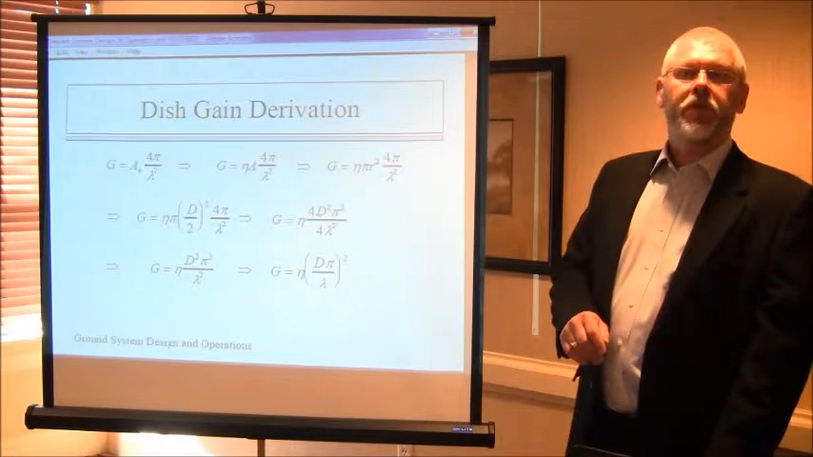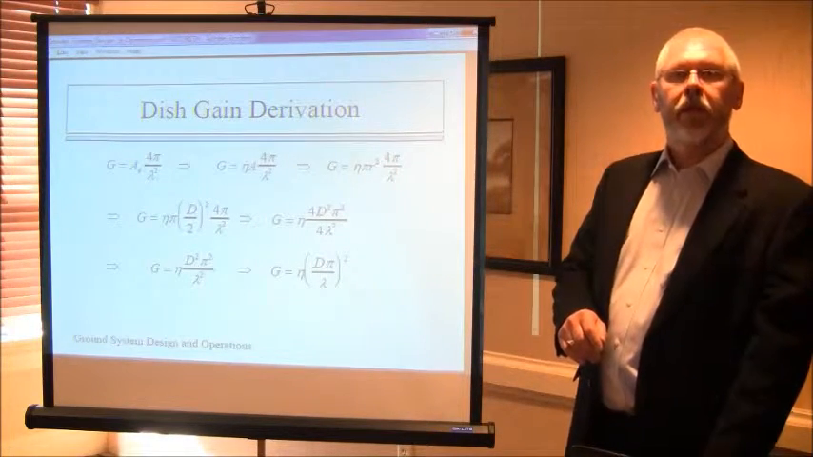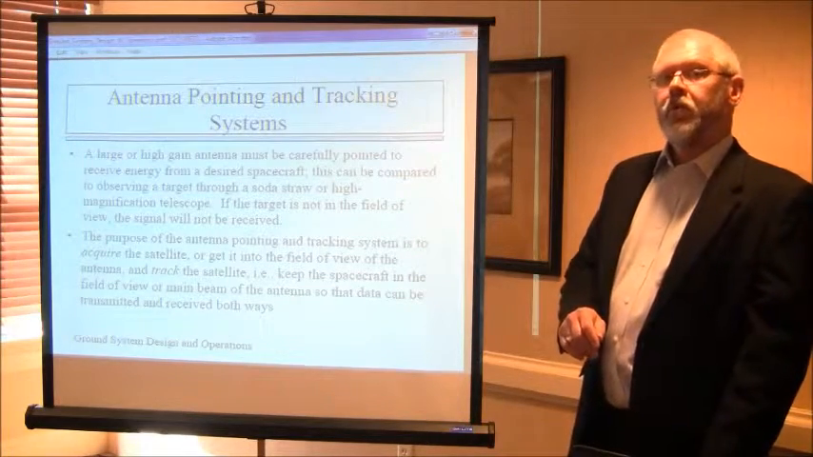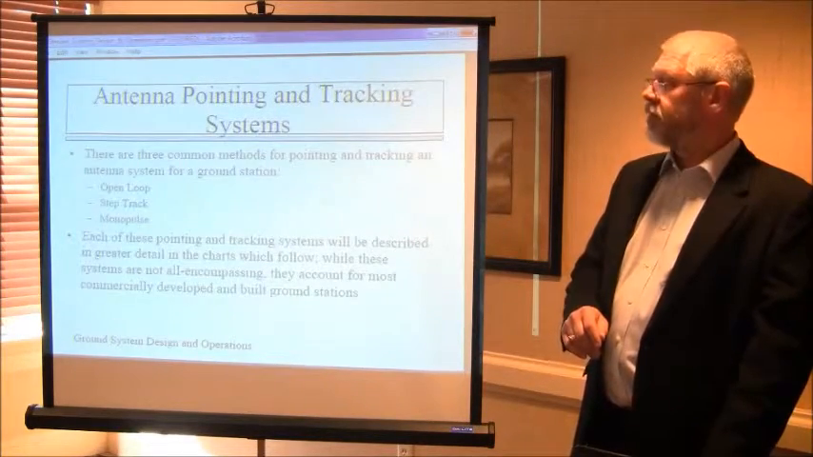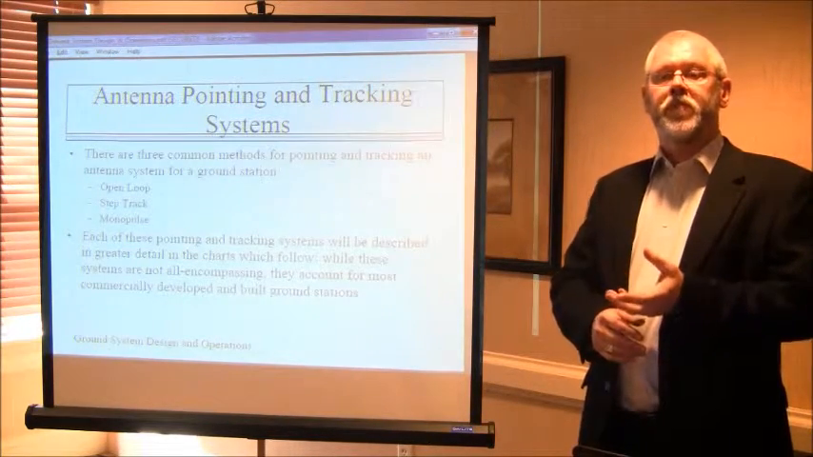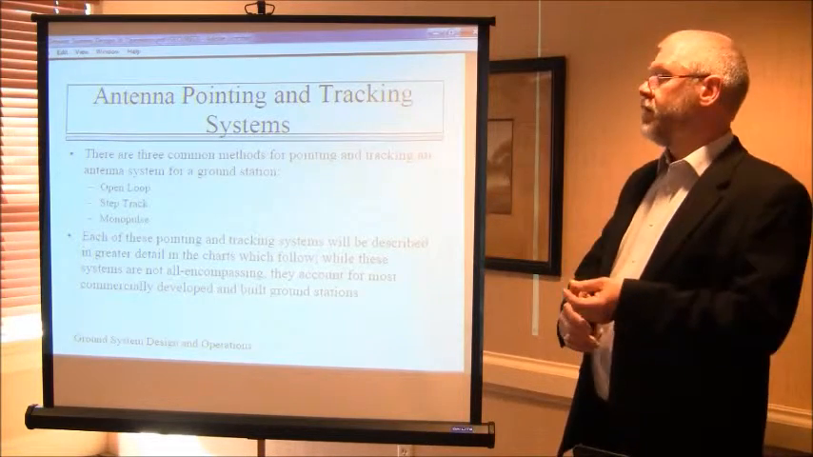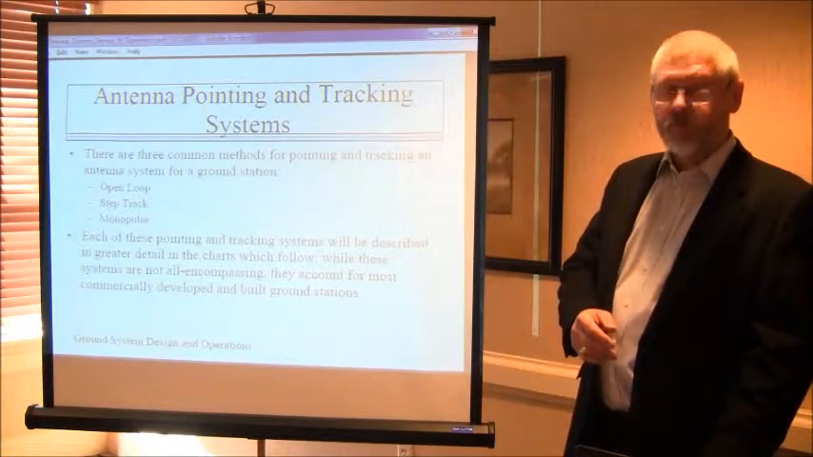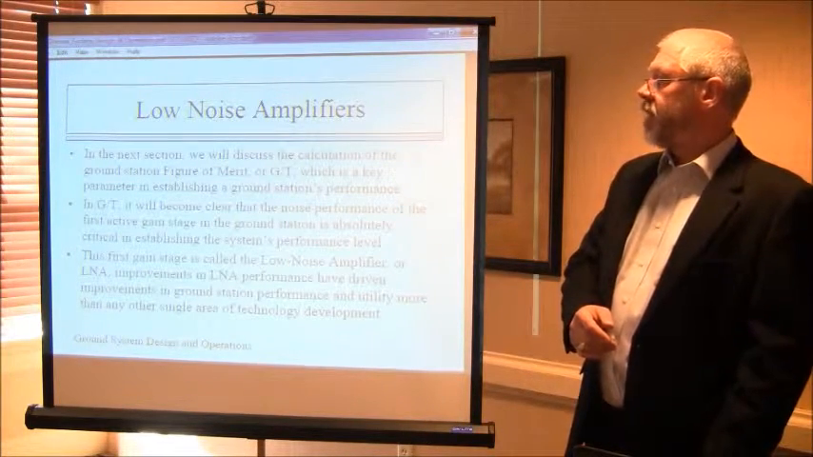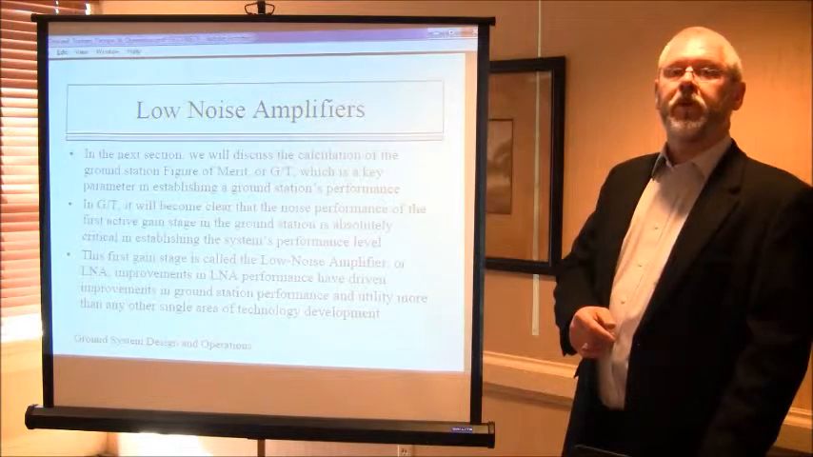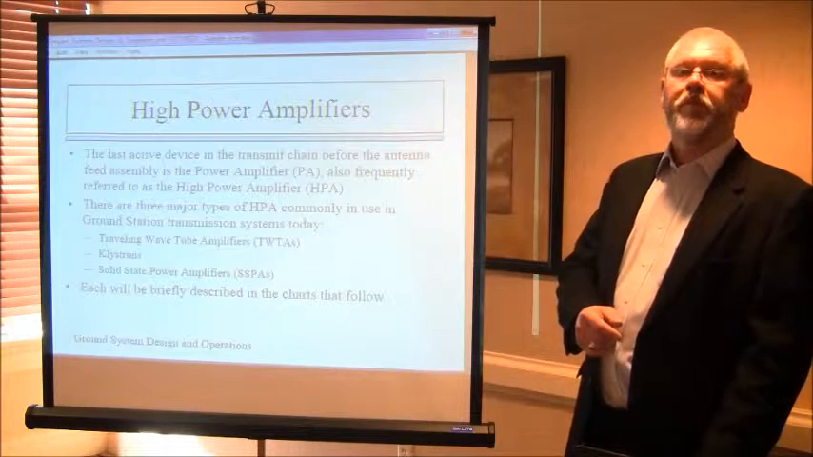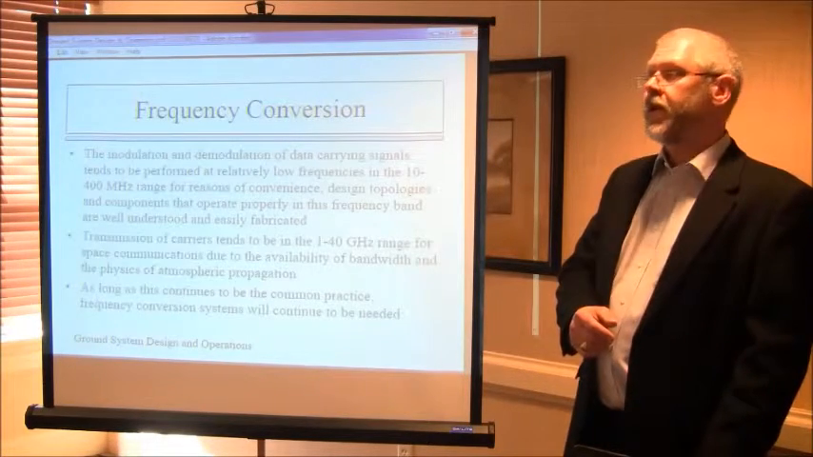We'll derive various examples of antenna dish gain and how that plays into calculating system performance. When we discuss tracking and pointing systems, we'll cover several examples for auto track and maintaining position of the spacecraft within the beam of the antenna. These will include open loop, step track, and monopulse tracking. We'll talk about low noise amplifiers and their impact on the system figure of merit, or G over T. High power amplifiers, including traveling wave tube amplifiers, Klystron amplifiers, and solid state amplifiers.